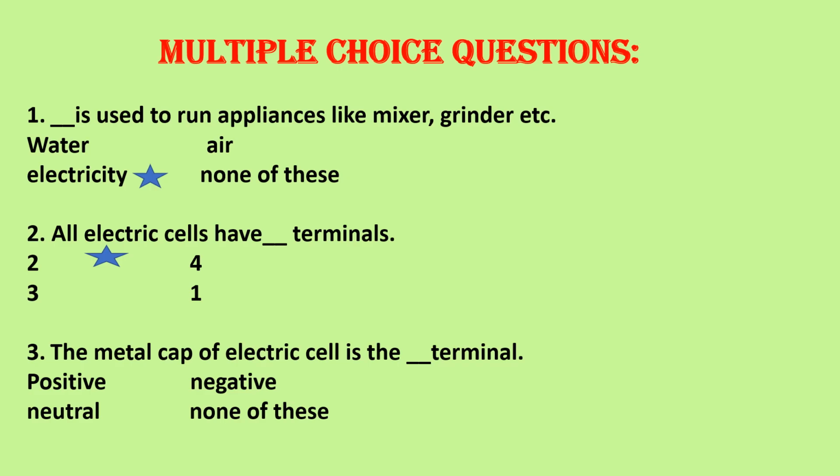Question number 3. The metal cap of an electric cell is the dash terminal. When you see an electric cell, there is a metal cap on one side and on the other side there is a metal disc. So the side having the metal cap is the positive terminal, negative terminal, neutral or none of these? The correct answer is positive terminal. The one which has the metal cap is the positive terminal and the one which has the metal disc is the negative terminal of the electric cell.